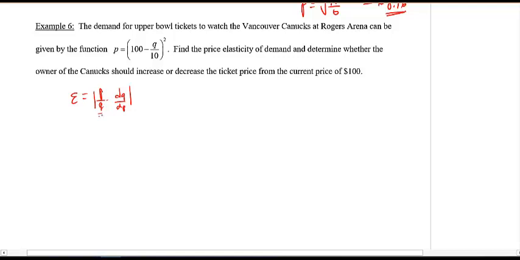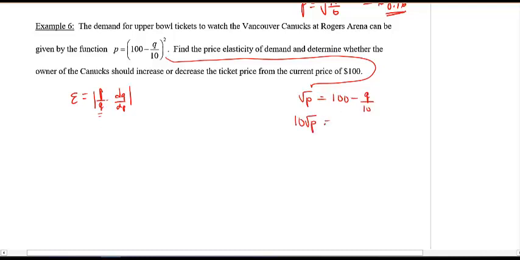Problem here. I need quantity as a function of p. It's time to do some algebra. Square root of p equals 100 minus q over 10. 10 root p equals 1,000 minus q. Q would be now 1,000 minus 10 root p.